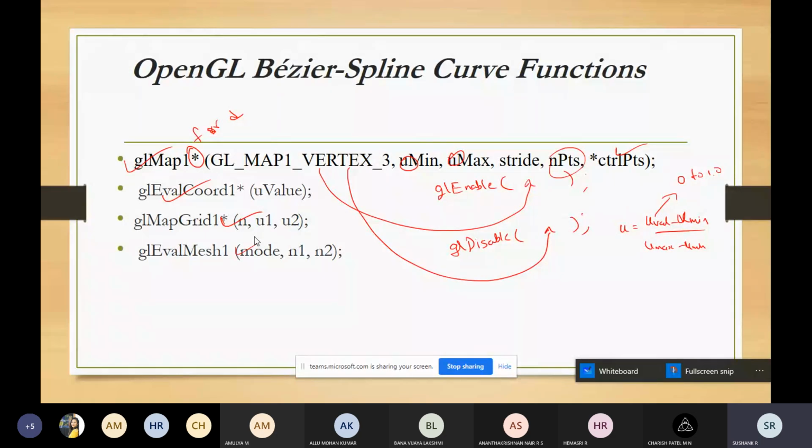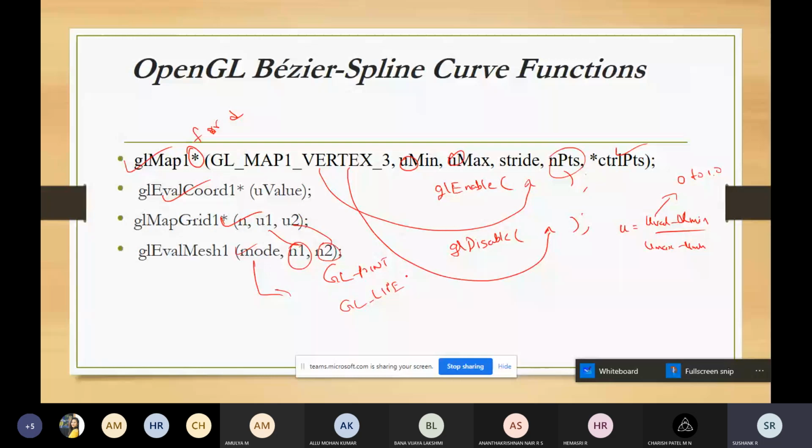And also we have parameters in the eval mesh function, where n1 and n2 give the range corresponding to u1 and u2. So we have this mode. This mode can be GL_POINT or GL_LINE, so it depends on how you want to display the curve. So this is with respect to the spline curve function.